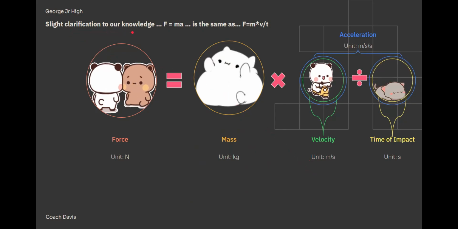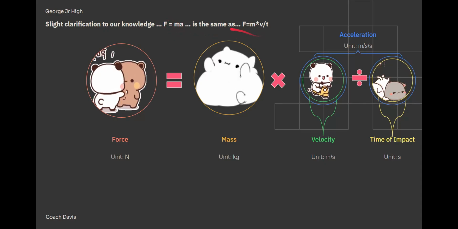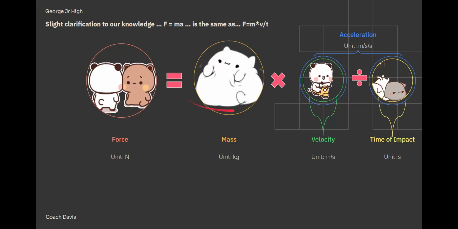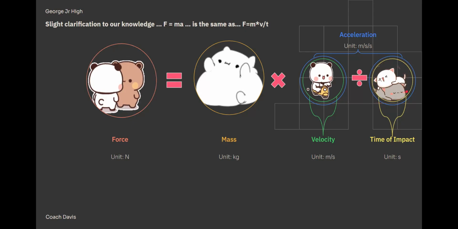So, slight clarification for our knowledge. We're still technically talking about Newton's second law, but we're breaking it down a little bit more by looking at it like this. Force equals mass times velocity divided by the time of the impact. So, a push or a pull equals how big an object is times how fast it's going divided by how long a collision took to happen. How long did it take you to run your car into a bridge? Which kind of gives us our next thing.